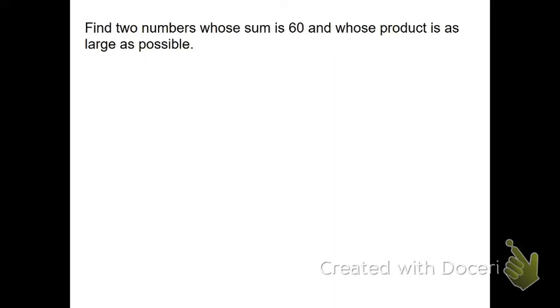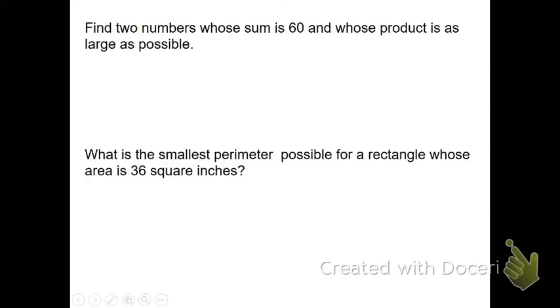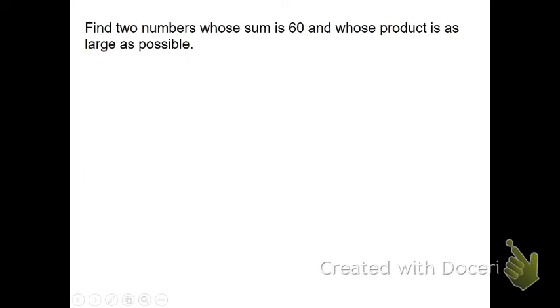Okay, I want you to read it slowly. This is a question that you really could do with guessing and checking. And you've been doing this question probably since the 3rd grade. But we're going to do it with calculus. So we need 2 numbers. I'll call one of them X and one of them Y. Their sum is 60. So X plus Y has to equal 60. Got it. Whose product is as large as possible.